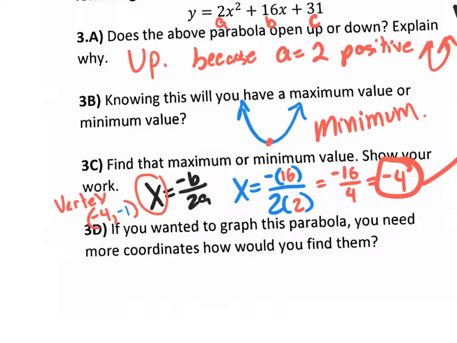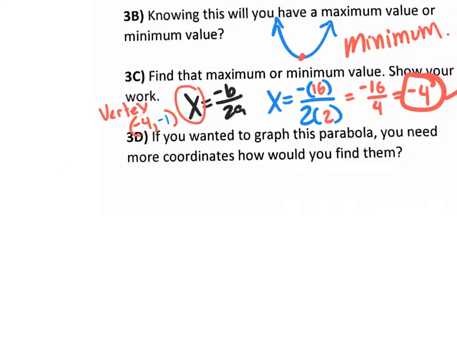Now, 3D, if you wanted to graph this parabola, you need more coordinates. How could you find them? I don't even want you to do it. I just want you to explain. How could you find more coordinates? Like, so far, let's say we wanted to graph this, because that's what the question says.